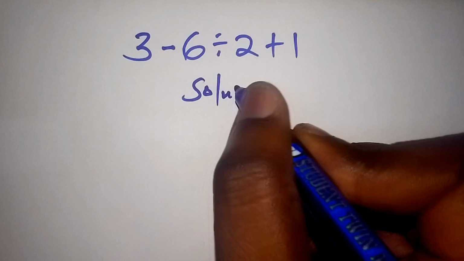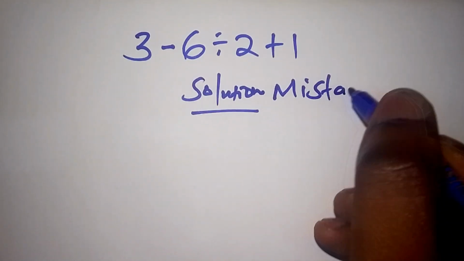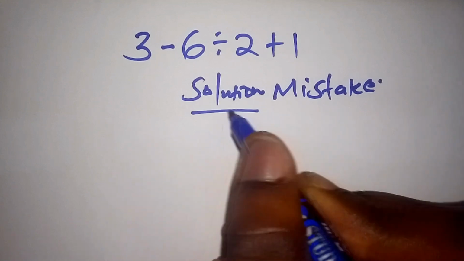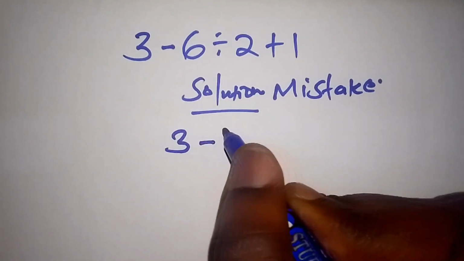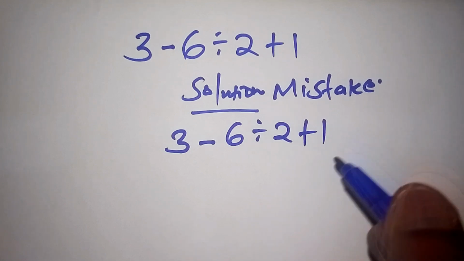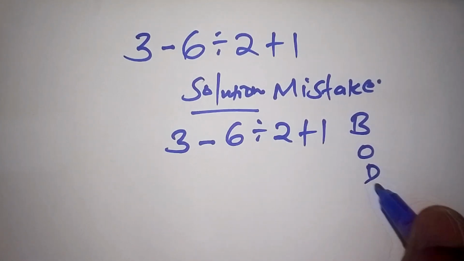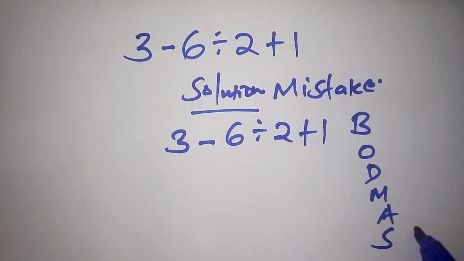In the solution, I will give you one of the mistakes that most people make. So this one is a mistake. Let me work out the problem: 3 minus 6 divided by 2 plus 1. So this mistake can be made if we just follow the normal rule of BODMAS.